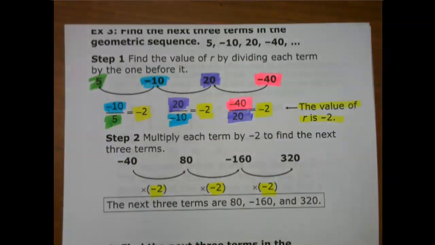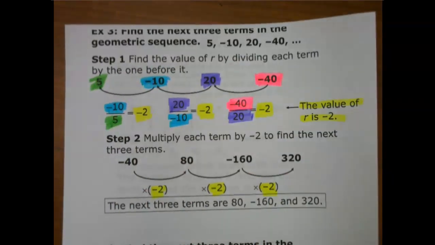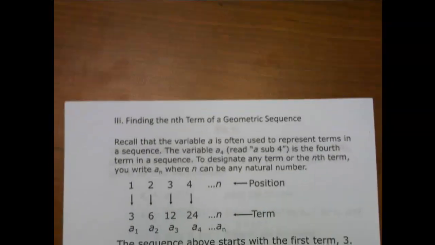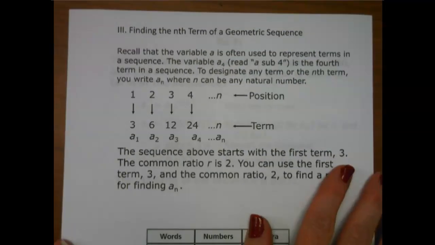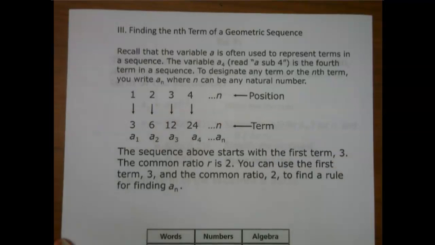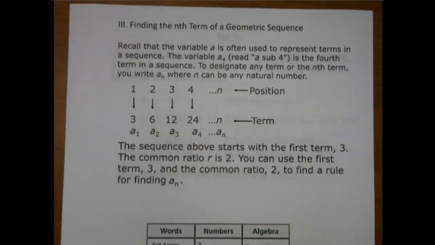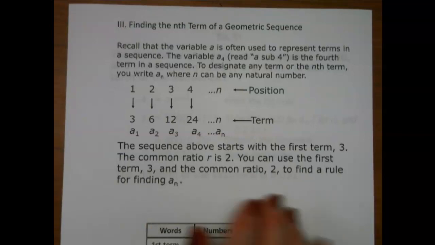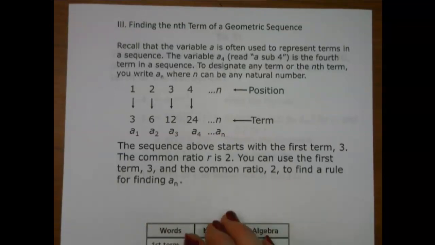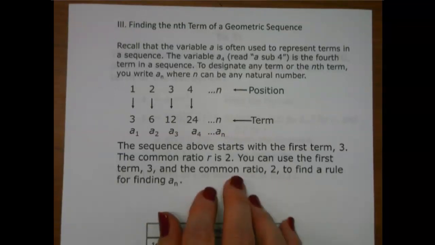Sometimes they're going to ask you to find the nth term. And here's what that means. If you have to find a specific term, the nth term means you don't know which one you're looking for. So this is more like when they say, find the 34th term in this sequence. You're looking for a number that is way further down the line. And I guess you could do it 34 times and figure out what it is, but there is an easier way to do it.